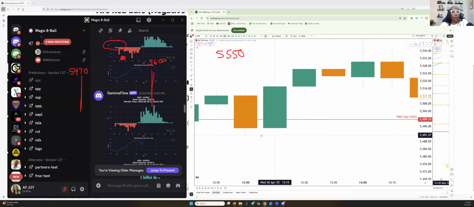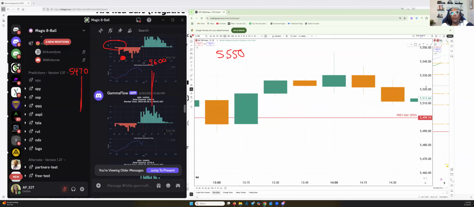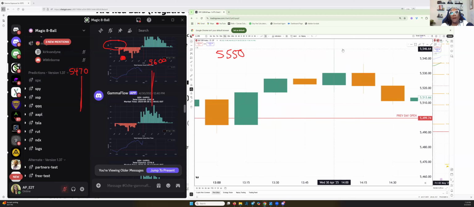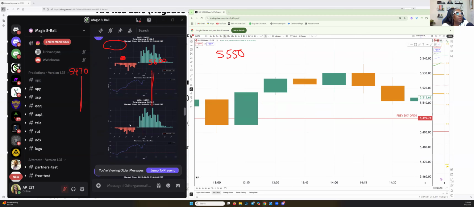Looking at our chart. 1 o'clock. We went up as high as here. This was 5546. Is this high place right here? 5546. And that is at 2 o'clock. So I'm going to keep scrolling.